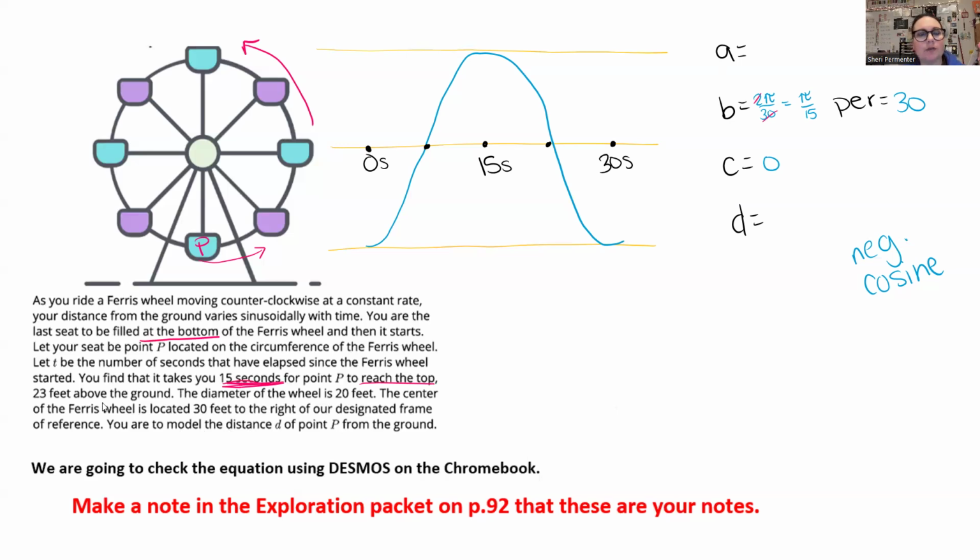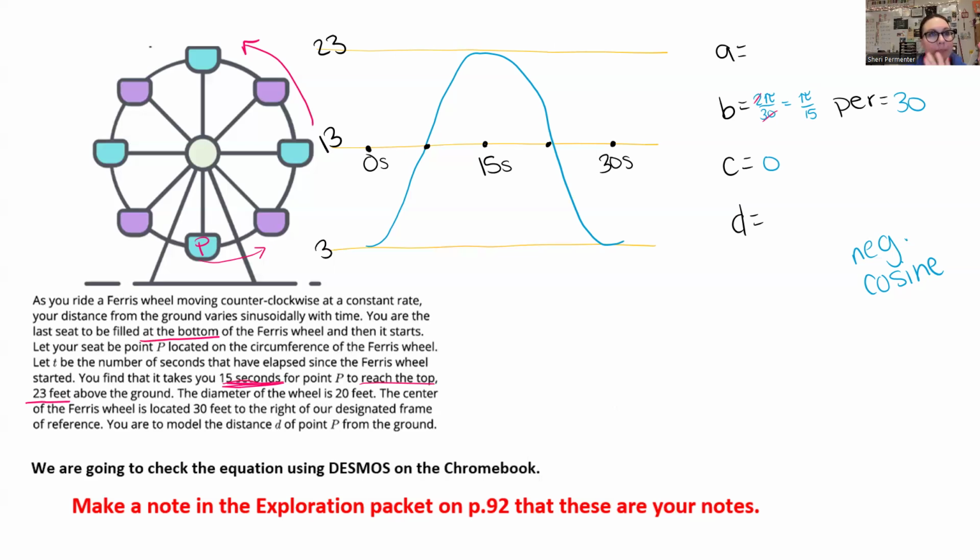To reach the top, 23 feet above the ground. So I know that the top is 23 feet, and I can label that. The top is at 23. Okay, what else do I know? The diameter of the wheel is 20 feet. How does that help me? So if the diameter is 20 feet and the top is 23, then what would my bottom line be? 3. So what would my middle line be? Lucky 13. So what would A be?